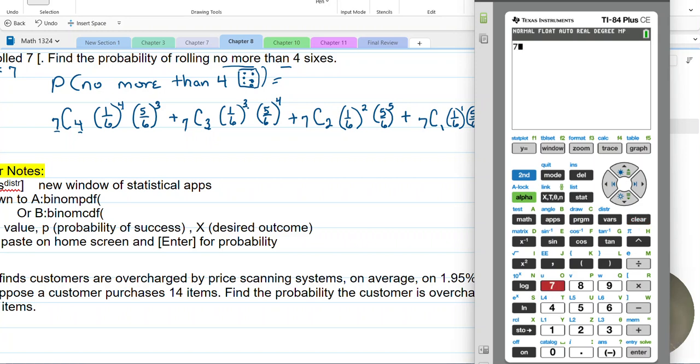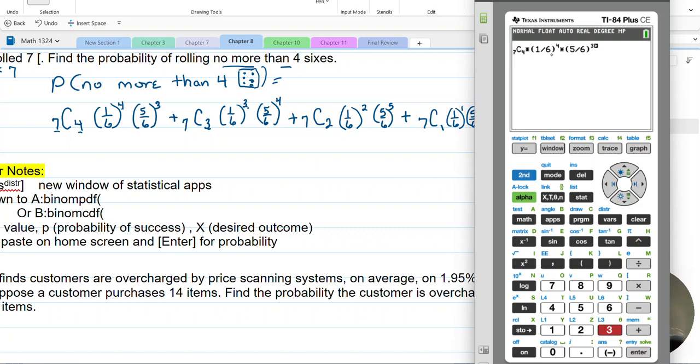I'm going to put the 7, then math, PROB, nCr: 7 choose 4. And then I'm going to do the side arrow to get it back to normal position. I'm going to multiply by (1 divided by 6), close parenthesis, up caret 4, side arrow to bring it down, times the parenthesis 5 divided by 6, close parenthesis, up caret 3.